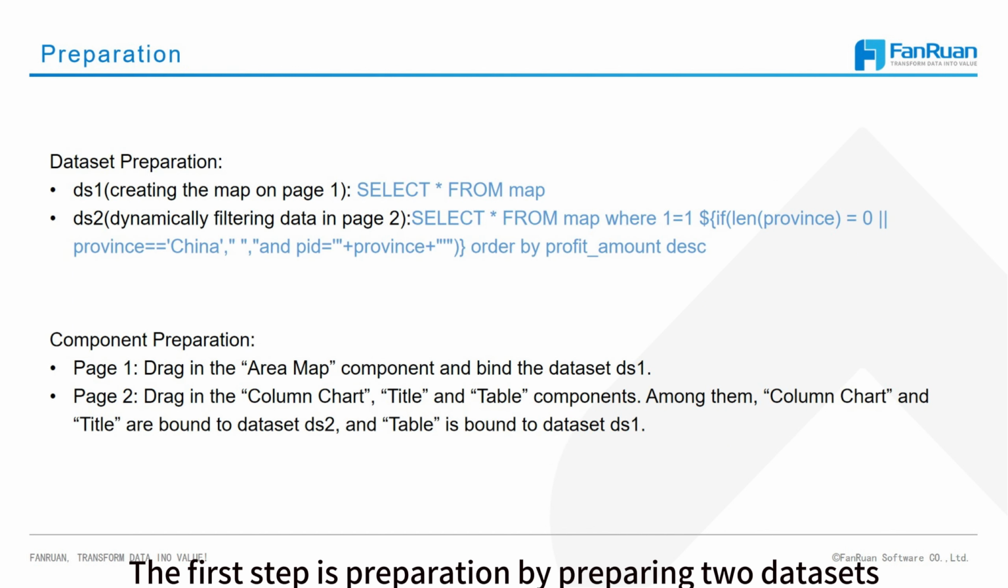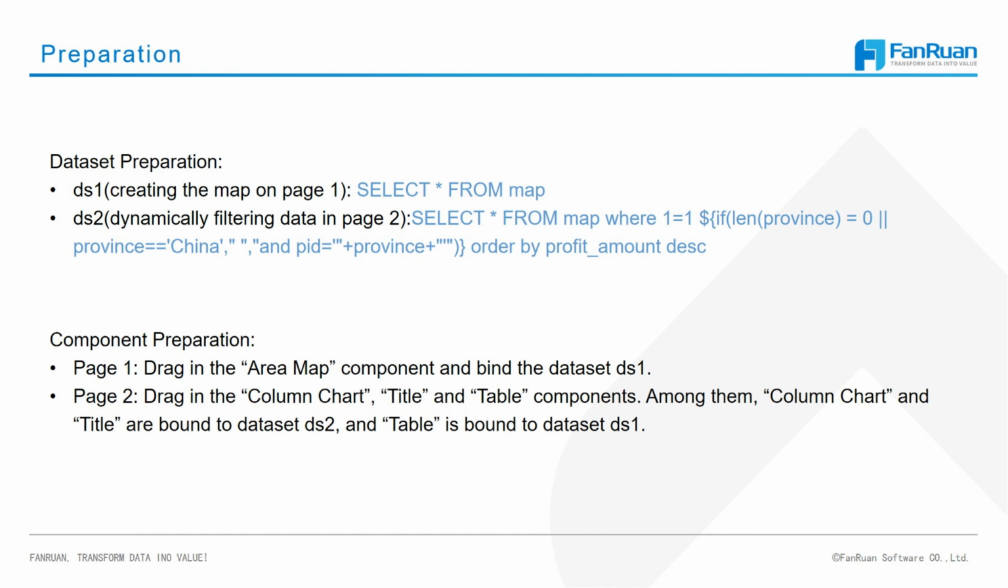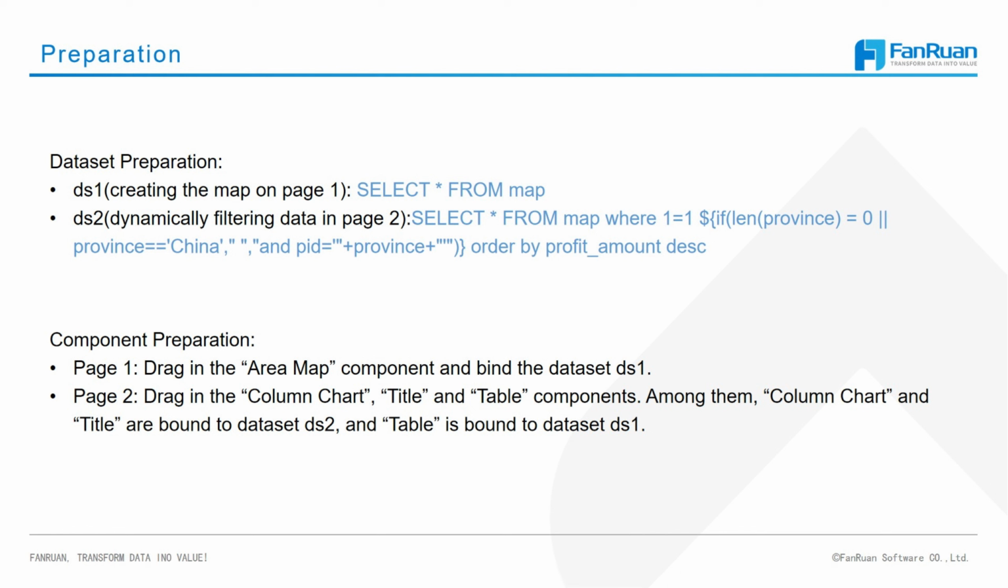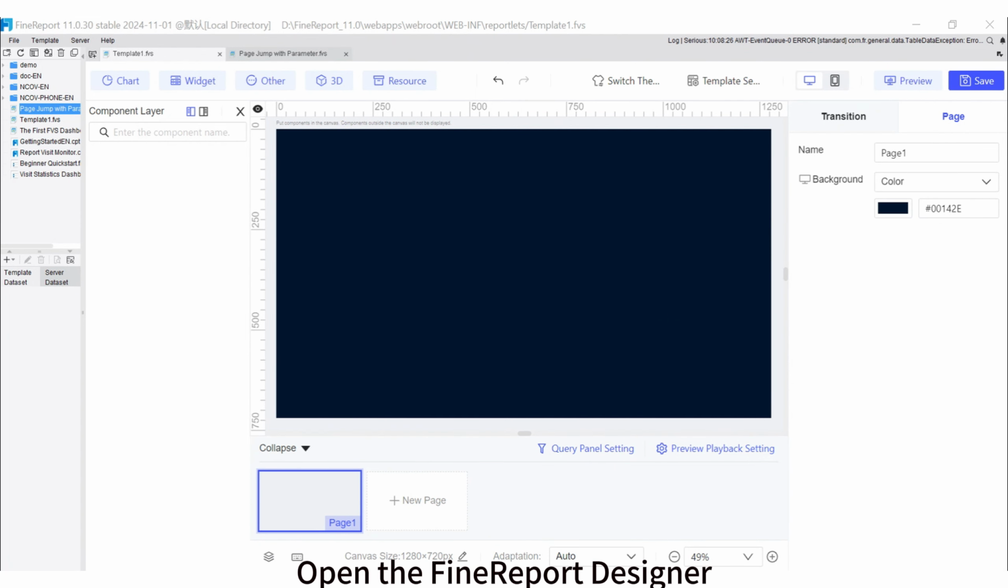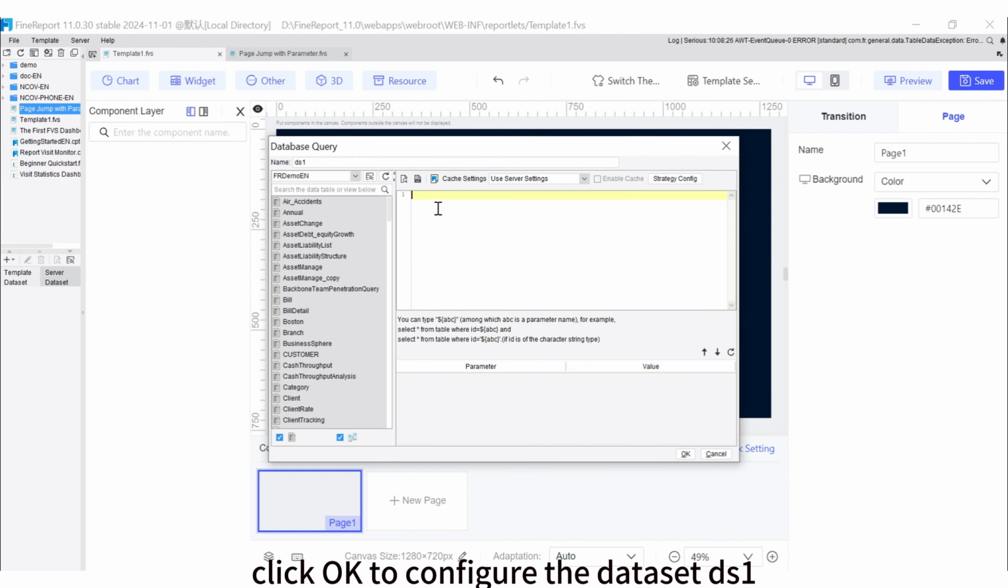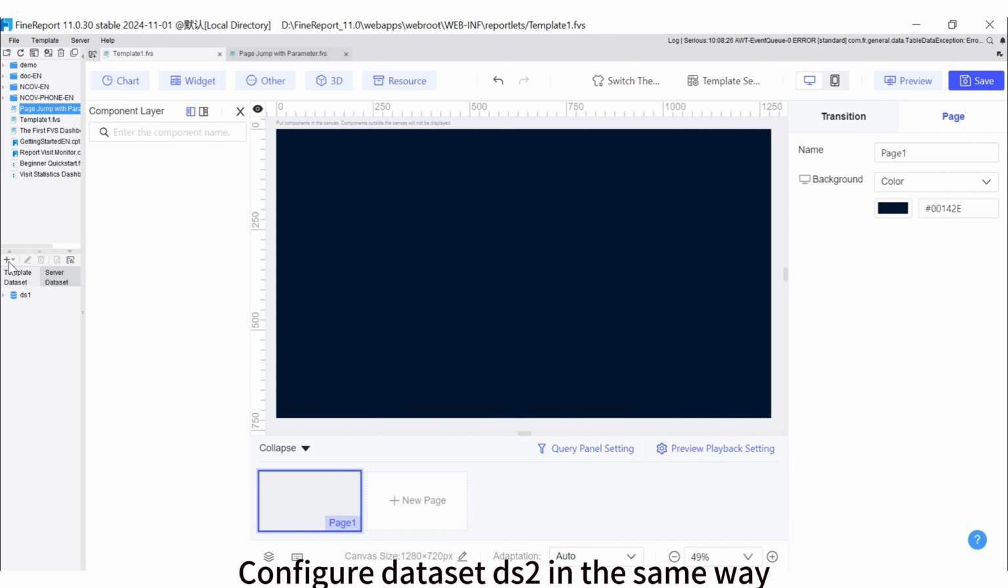The first step is preparation by preparing 2 datasets DS1 and DS2. DS1 is used to create the map on page 1, and DS2 is used to dynamically filter the data on page 2. Here is a demo for you. Open the Fine Report Designer, click the database query, write the given database query statement, click OK to configure the dataset DS1 successfully. Configure dataset DS2 in the same way.